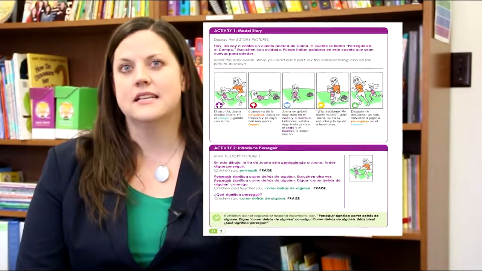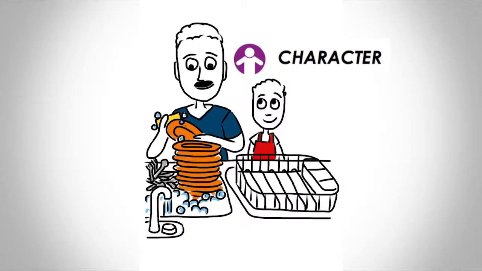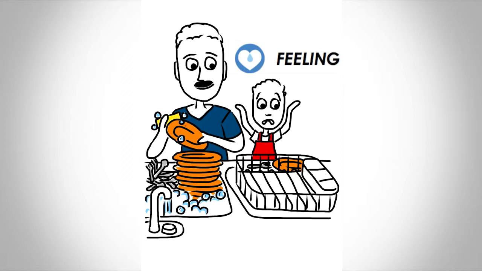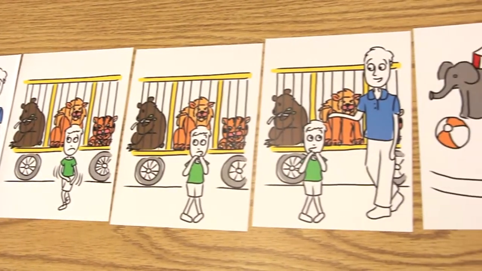In each lesson, a single story is featured, and each story has 5 illustrations that depict the main parts of the story, which are character, problem, feeling, action, and ending. Before you begin a lesson, make sure you have the correct pictures and they're all displayed before bringing the children to the lesson area.